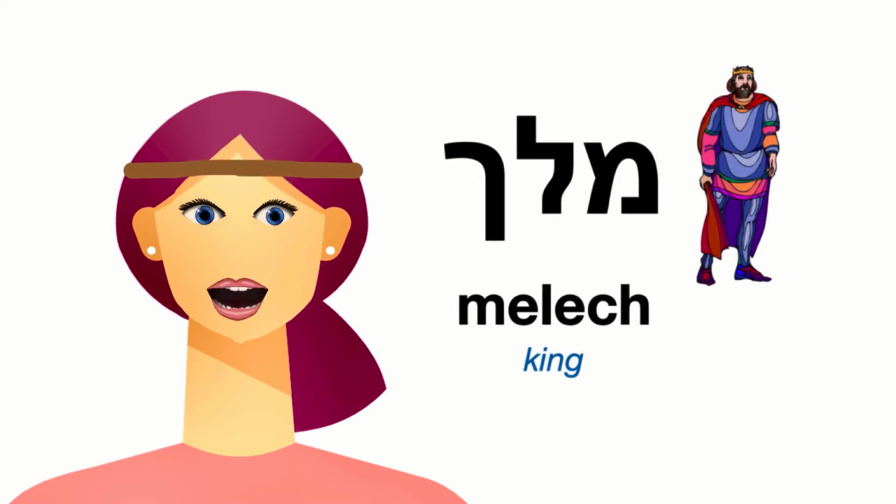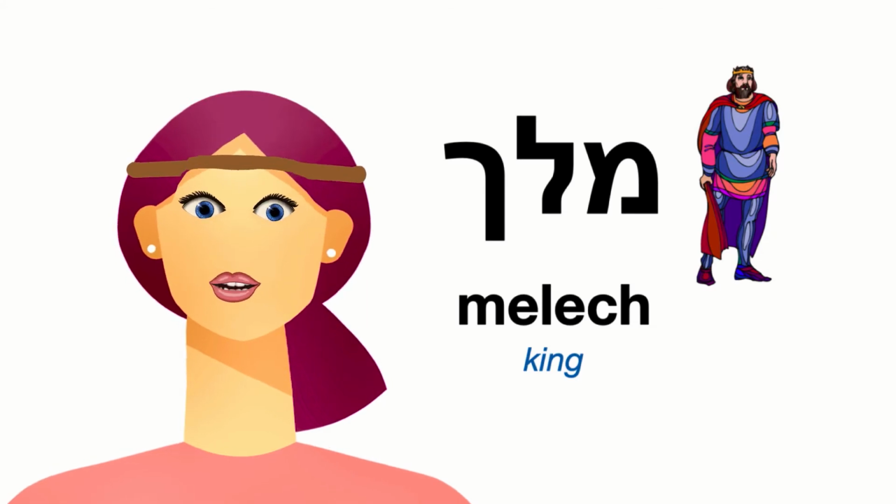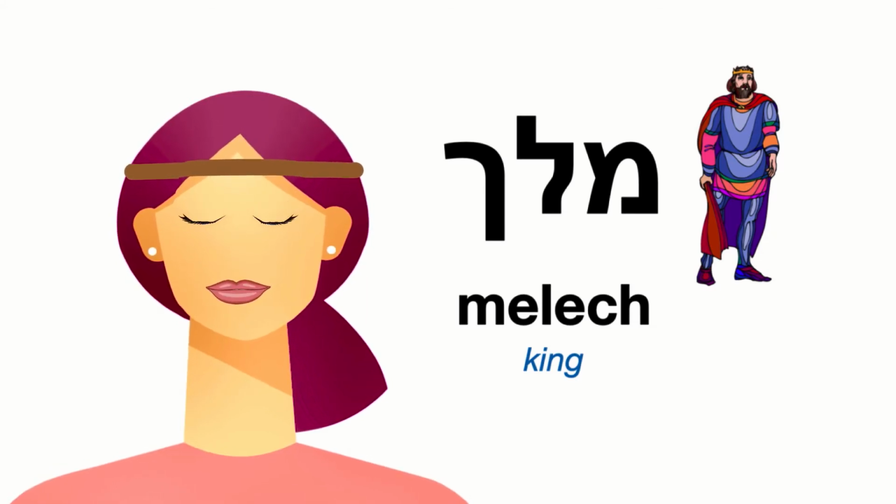Let's look at examples of words that have the letter mem. In this example, we have a word formed by mem, lamed, and chaf sofit. So, we say, melech. Melech is the Hebrew word for king.